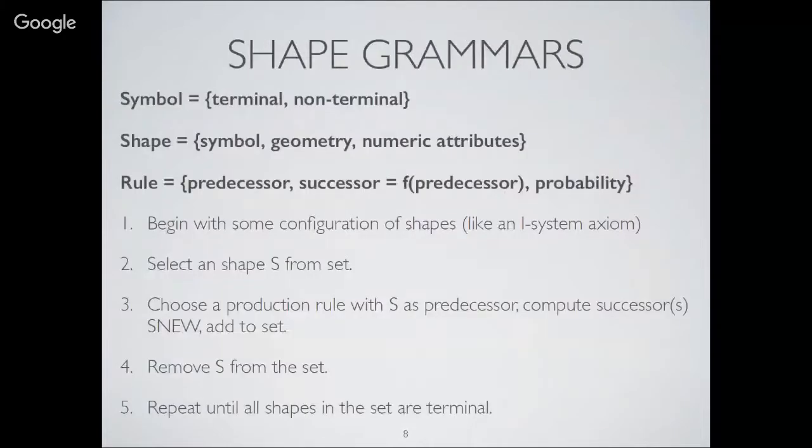All right, so back to our production process. So we start with some initial configuration of shapes. We pick one, some shape S. We choose a production rule with S as the predecessor, so some rule that can apply to it, and we compute its successor, some S new. And note that S new can be a collection of shapes, not just one. And we add S new to our set, and then we remove the original from our set. And we keep doing that until all the shapes in our set are terminal, meaning none of the shapes that we have remaining can have any more rules applied to them.